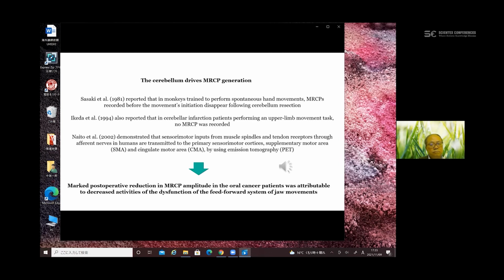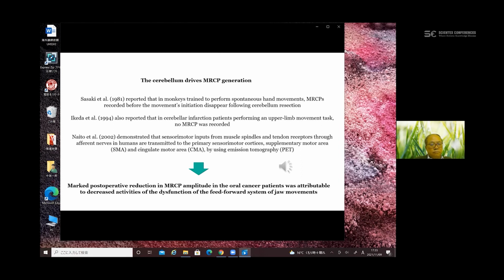It is already known that the cerebellum is involved in the development of MRCP. In experiments with monkeys, it has been reported that MRCP disappears when the cerebellum is resected. It has also been confirmed that MRCP disappears in patients with cerebral infarction. Naito and his group revealed that inputs from muscle spindles and tendons are transmitted to the cortex, such as the supplementary motor area in PET studies in humans.